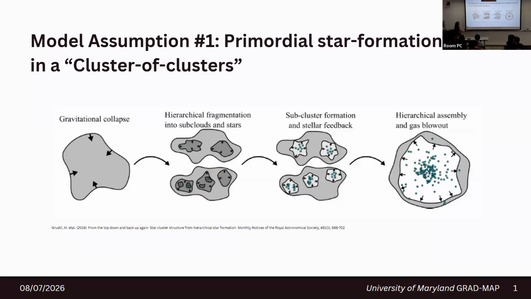So the first assumption of our model of globular cluster formation is based on current day observable star formation, which is that stars form from collapsing gas clouds, and that this collapse creates higher density pockets that are in a hierarchical and self-similar pattern, aka a cluster of clusters. And as such, stars form in this cluster of clusters pattern, and we theorize that they will merge from these multiple clusters into a singular large globular cluster.